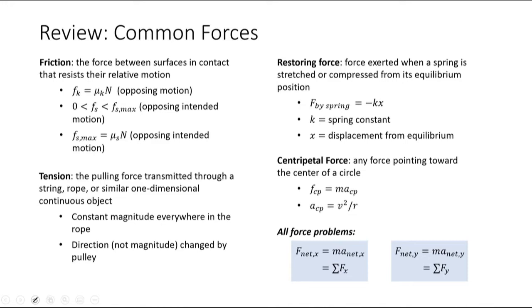You'll want to do the sum of the x components considering directions of the forces. So are they acting in the positive or negative x direction? And then you can do the same thing in the y direction. So F net y is equal to the mass of the object times the net acceleration of the object in the y direction, and that's equal to the sum of the forces acting on the object in the y direction.